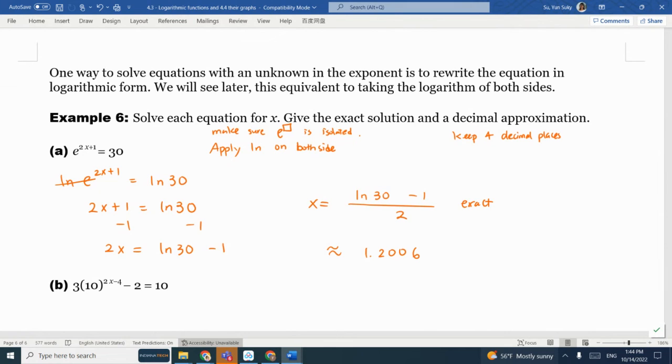So if you have an equation involving an exponential term, we first isolate the exponential term, and then we can apply ln on both sides to get rid of the exponential term. Okay? All right, part B. What do we do first? Is the exponential term isolated? No. So we must isolate it first. So what do we do? Add 2.